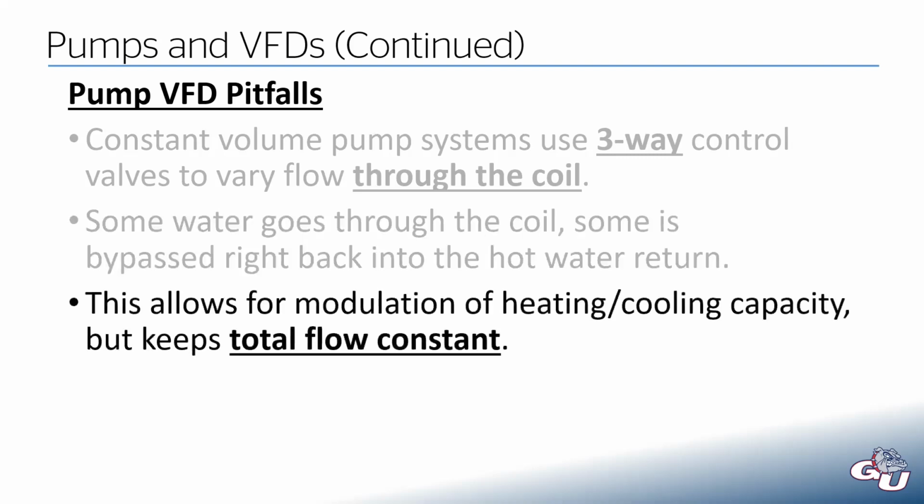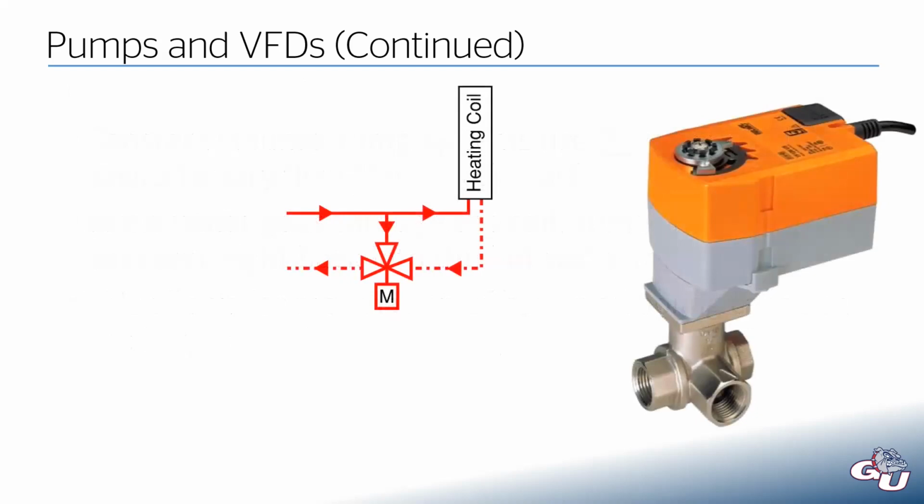And what this allows is for us to modulate our heating or our cooling capacity, depending on what type of system we're talking about, but it keeps the total flow constant. So let's look at a visual representation. So we have this heating coil right here. This is our, say, our hot water coil. This solid line here, this is our hot water supply. Let's say we're sending 50 gallons per minute to this heating coil. And if we're sending 50 gallons in, well, we have to be getting 50 gallons out on the return side.